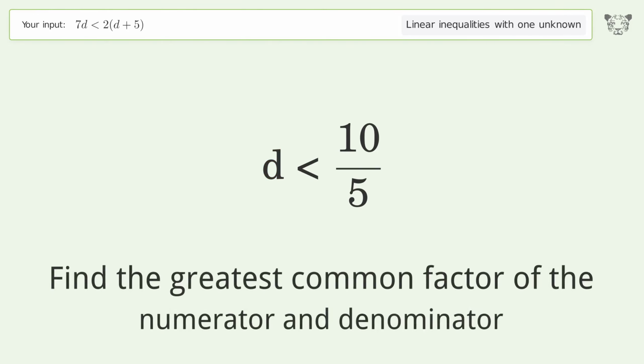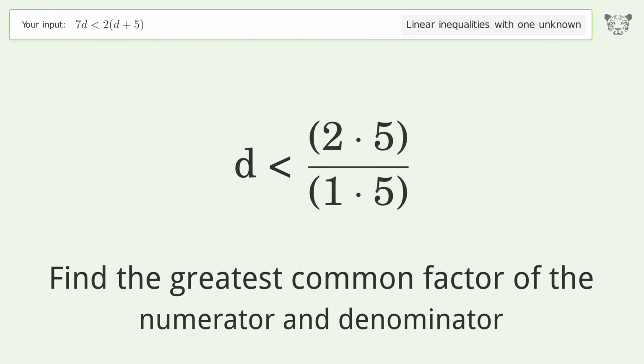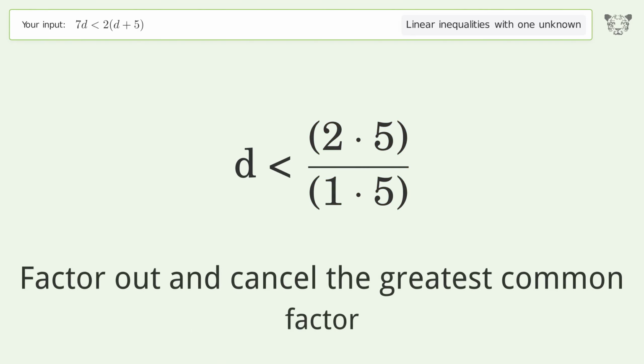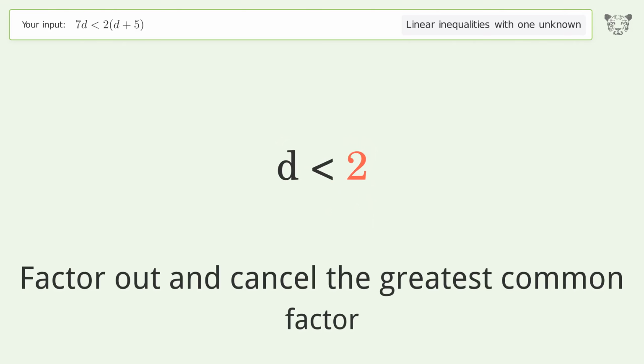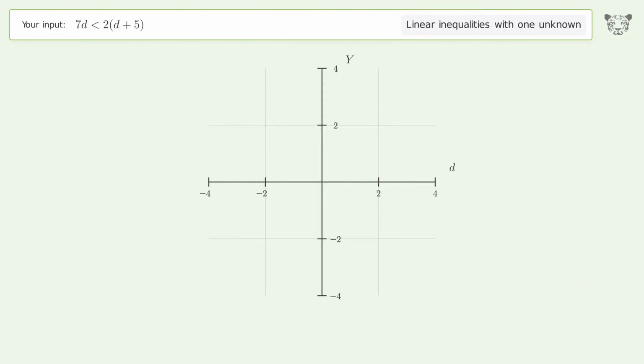Find the greatest common factor of the numerator and denominator. Factor out and cancel the greatest common factor. Plot the solution on a coordinate grid. And so the final result is d smaller than 2.